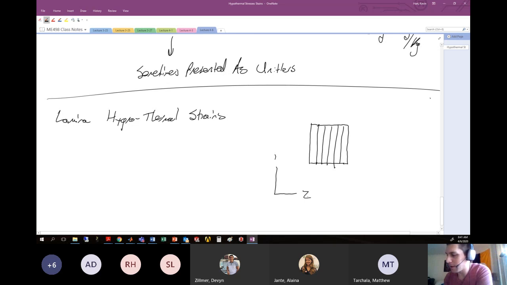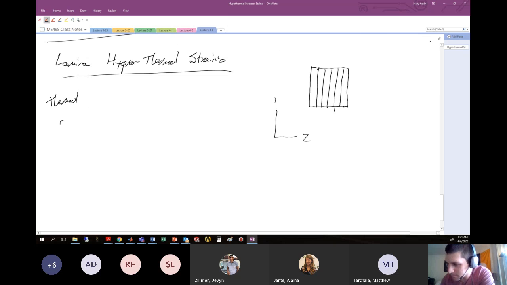All right. So the lamina hygrothermal strains are divvied up into the 1, 2, and 1, 2 directions. The thermal strains might look something like this: we have some strain that develops in the one direction, some strain that develops in the two direction, and some shear strain that develops in the 1, 2 direction. And these all have that thermal moniker to them. All right, so these are the strains that develop in the piece.